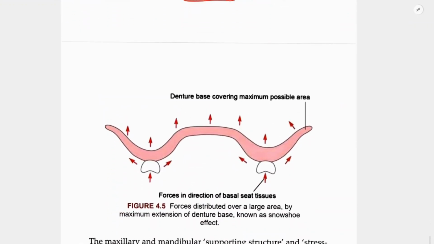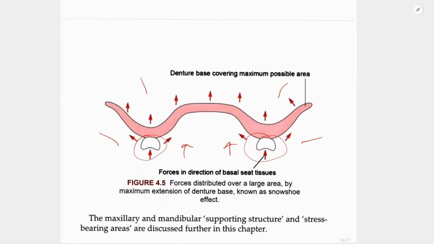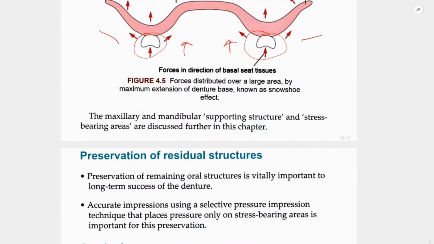Draw the diagram of the snowshoe effect. So you can see this, they have shown two teeth and maximum denture bearing area as much as possible. So forces are distributed equally in all the directions. The maxillary and mandibular supporting structure and stress bearing areas are discussed further. So you can just mention that the maxillary and the mandibular supporting structures aid in support of the denture.